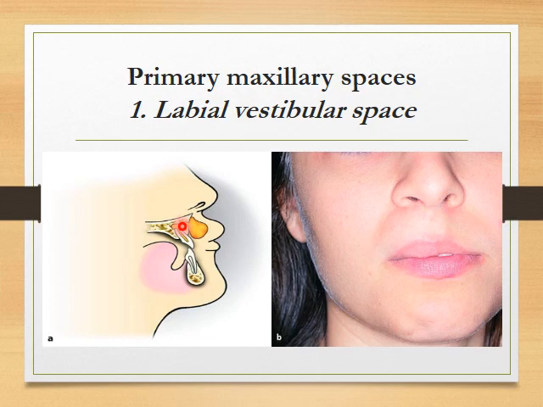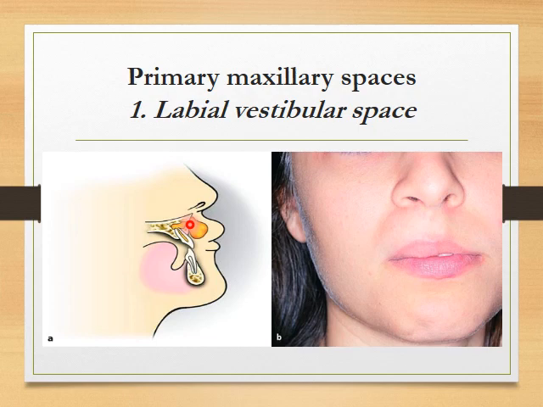Their roots are close to the buccal side, not the palatal side, so the infection spread will lead to involvement of the labial vestibular space. Its connection: this space is connected with the canine space and with the buccal space.